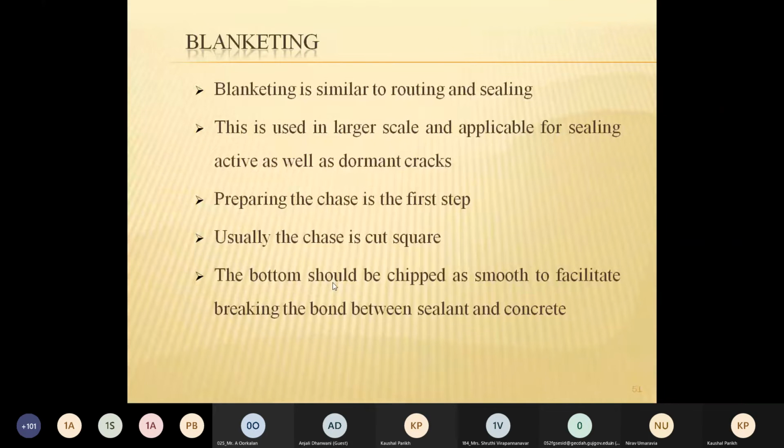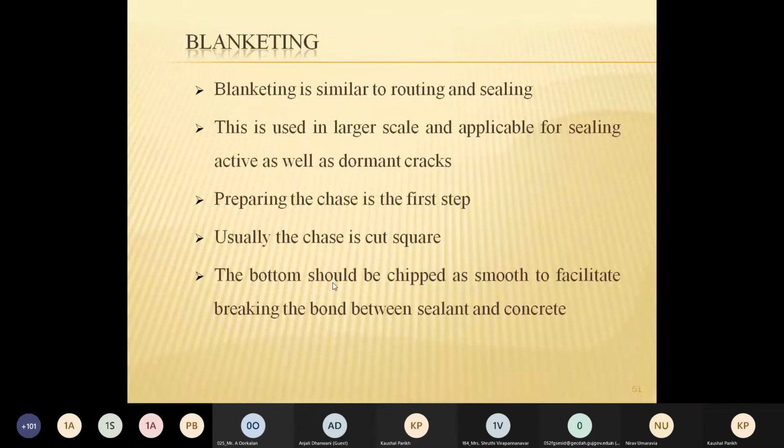The next procedure is blanketing. As the term itself suggests, blanketing is used as a mode of repair. It is similar to routing and sealing, but used on a larger scale, and is applicable for sealing active as well as inactive cracks.